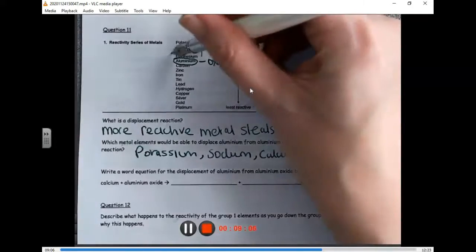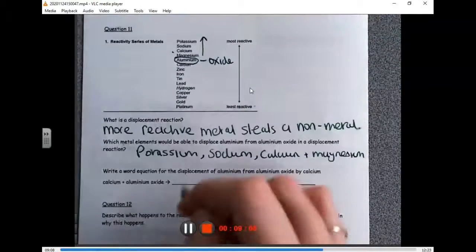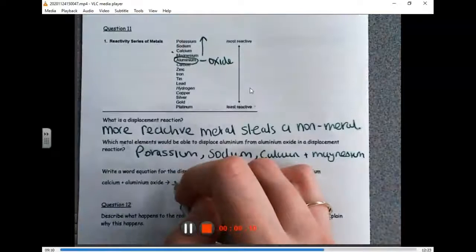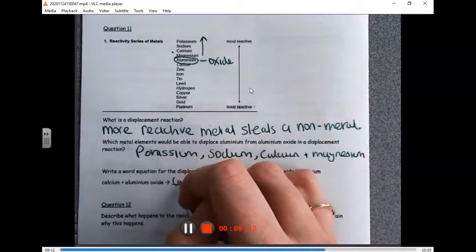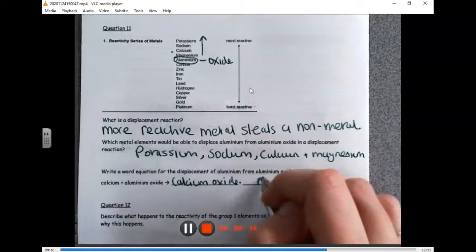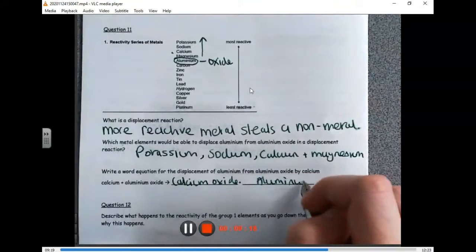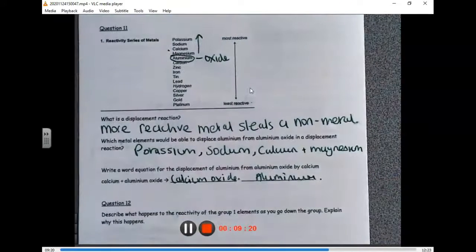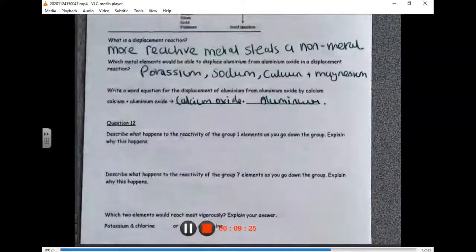So calcium is higher up. So calcium plus aluminium oxide. The calcium will steal the oxygen. So you get calcium oxide plus aluminium. Okay, and the aluminium gets left on its own. Then the last one, question 12.